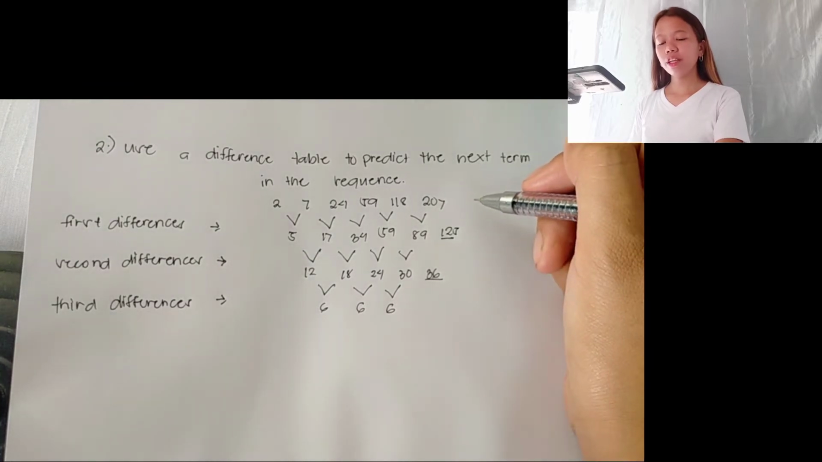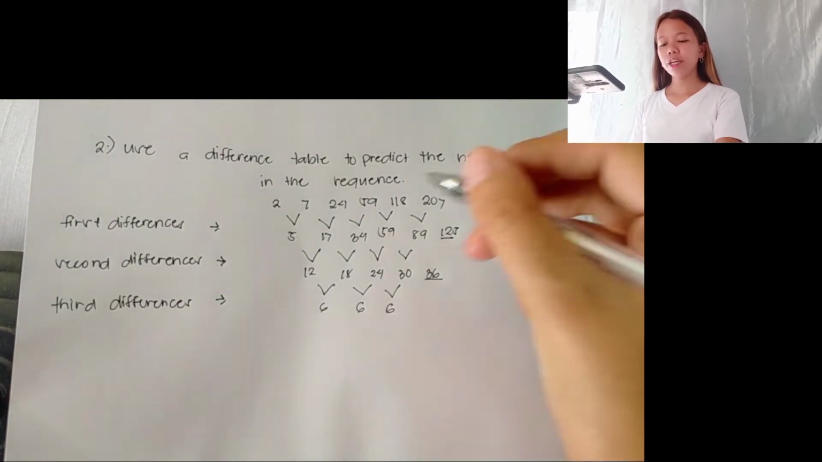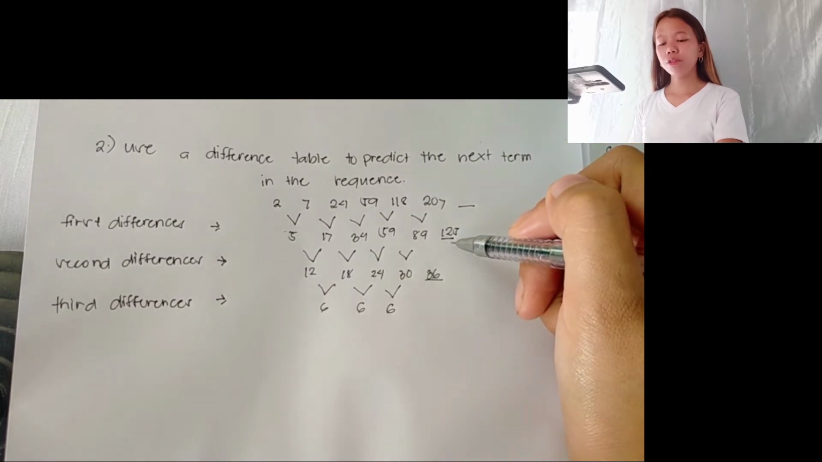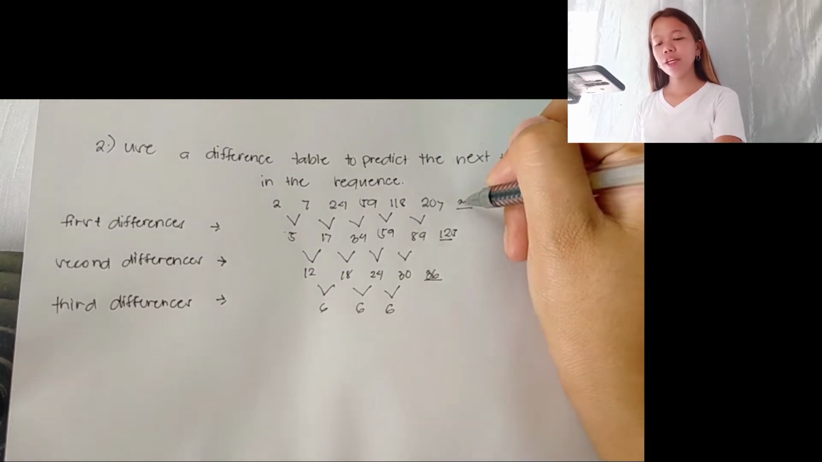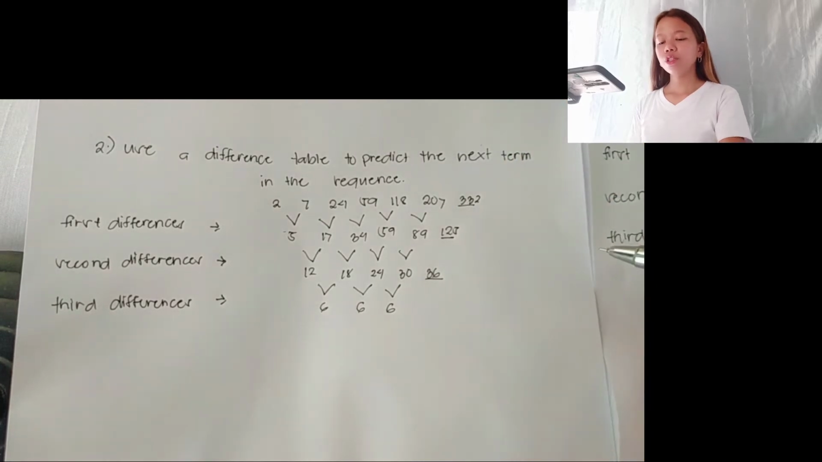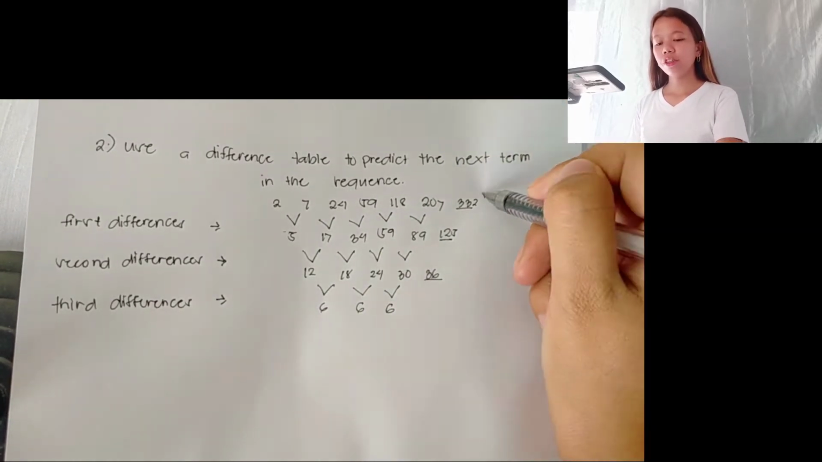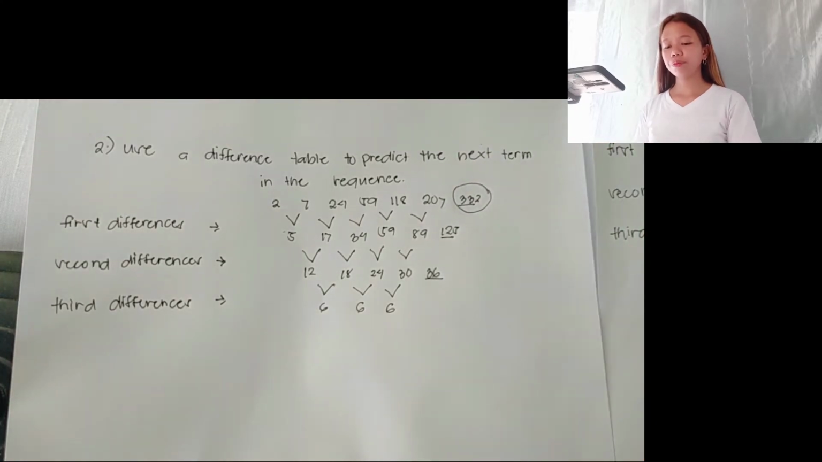So to get the next term in the given sequence, let's add 207 and 125. So that would be 332. So the predicted next term in the sequence is 332.